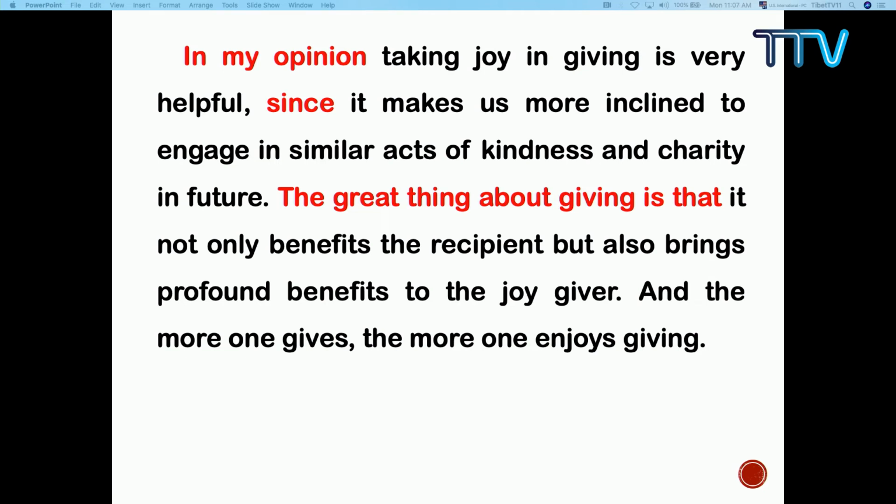Now you need to prove it. You cannot just say that, okay, this is helpful. You have to reason, you have to justify your stance. The reason is that it makes us more inclined to engage in similar acts of kindness and charity in the future.